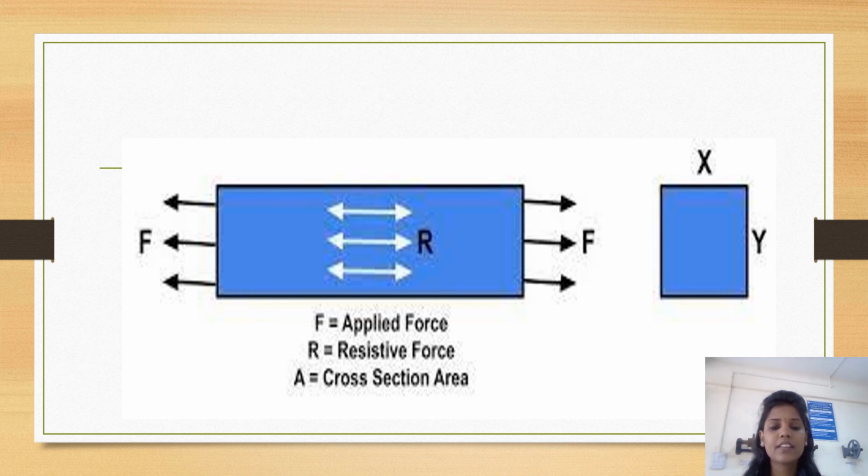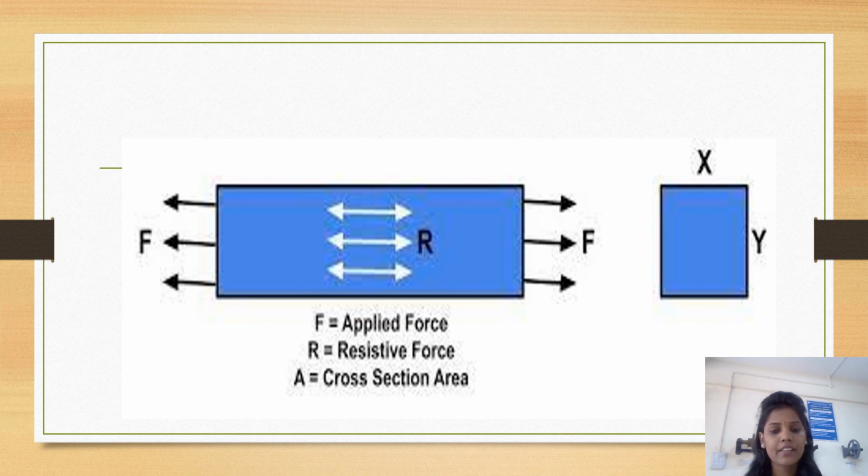The internal resisting force per unit cross-sectional area is called stress, or you can also say that the applied load per unit cross-sectional area is called stress. Then how do we write it mathematically? The ratio of the applied load to the cross-sectional area is called stress.